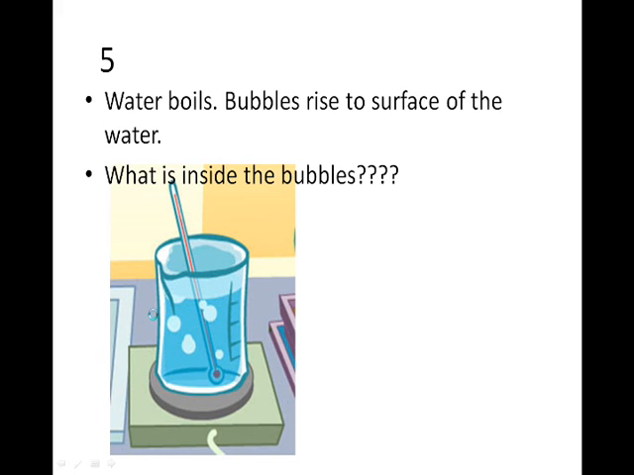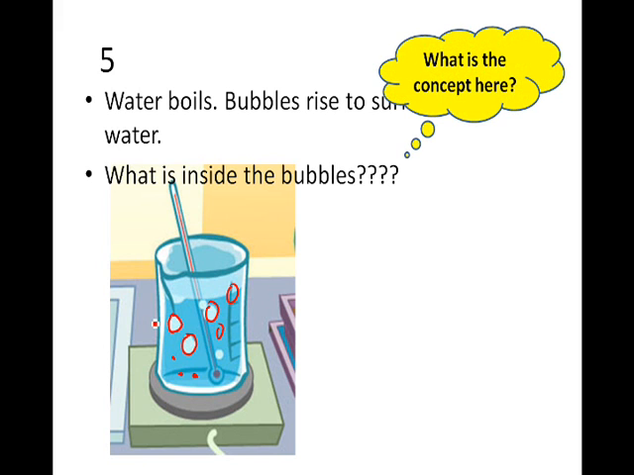Number 5, when water boils, bubbles rise to the surface. So we're talking about water sitting on a hot plate or a stove or something. Here we have a picture of a beaker, and we see these bubbles that are rising. Usually they start down here at the bottom as small bubbles, and as they rise through the water, they get bigger. What is inside those bubbles?